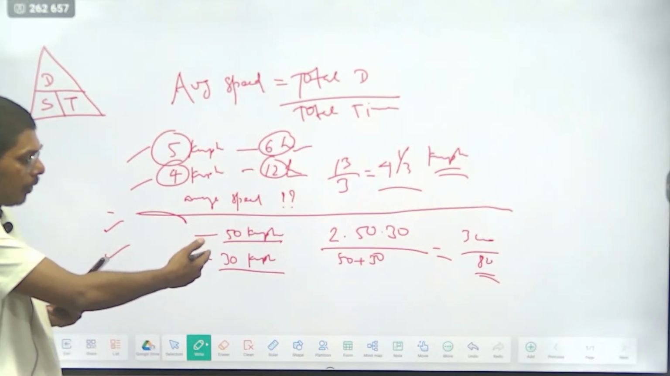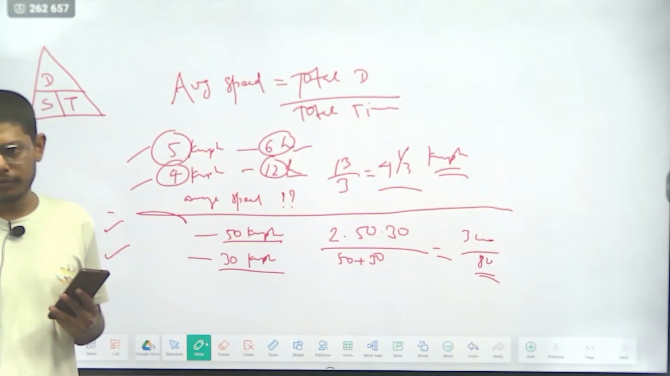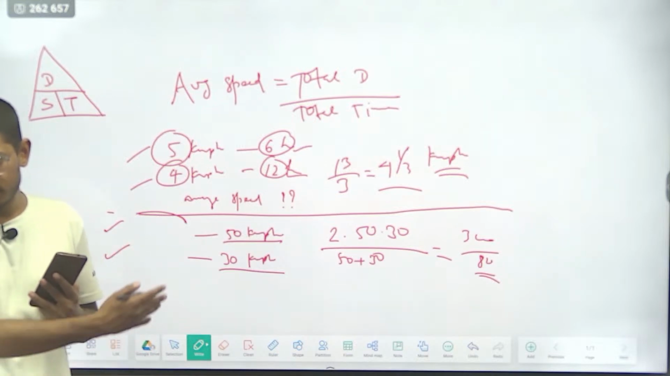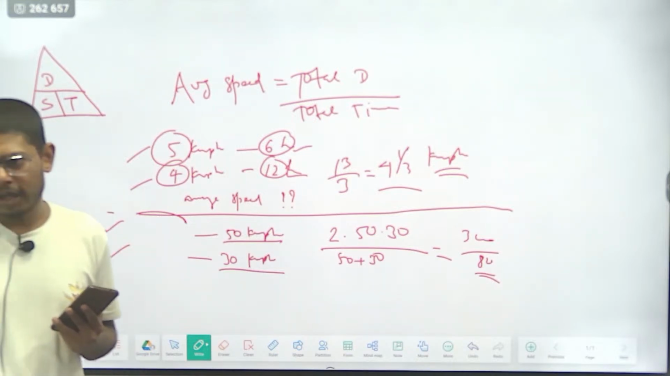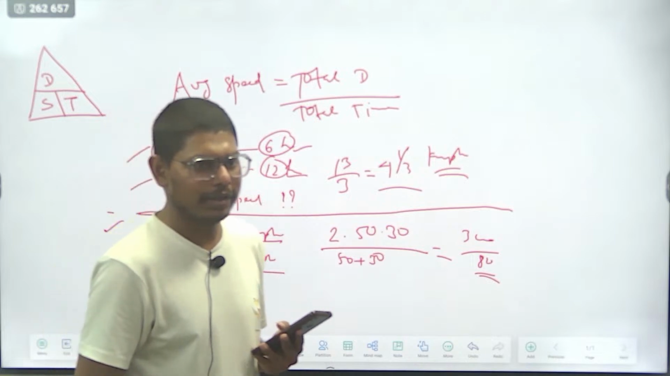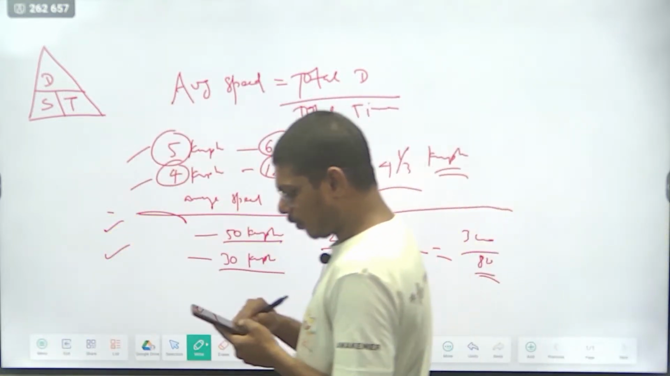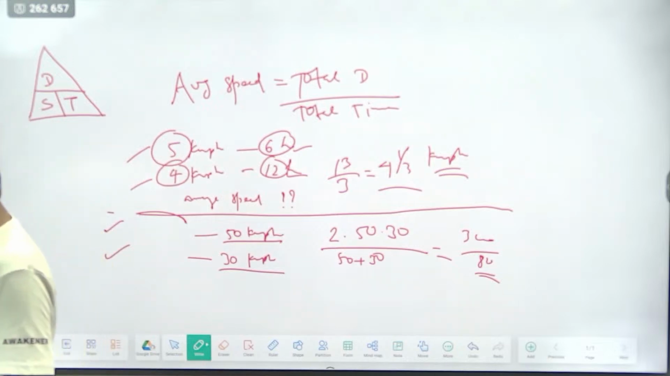Do not assume 70, 80. You understand what I mean? What will happen if you assume 70, 80 over here? You will make your life tough for no reason. So that's how it is, and we'll move to the next question.